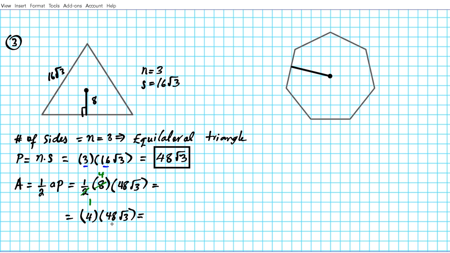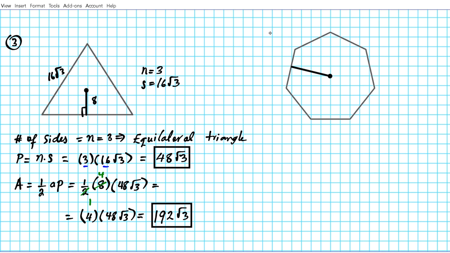4 times 48: 4 times 8 is 32, carry 3. 4 times 4 is 16 plus 3 is 19. 192√3 is the area of our equilateral triangle. All right, let's move on to the last one and give you some practice problems to try out.